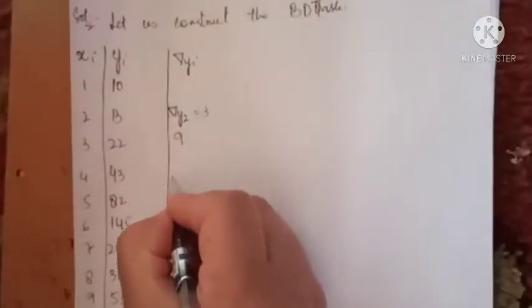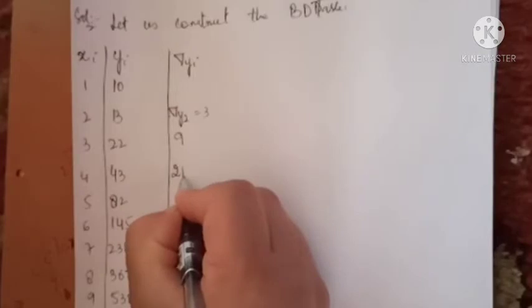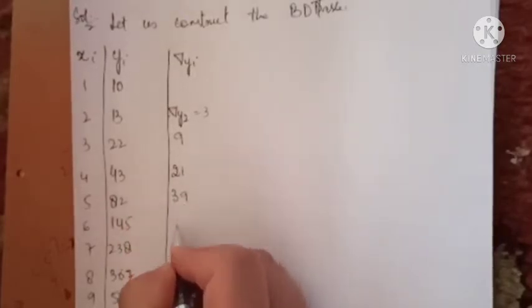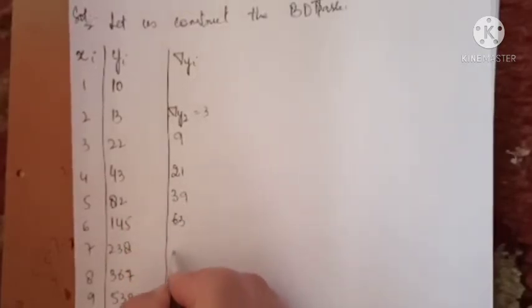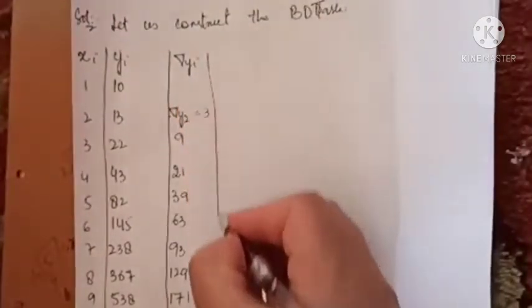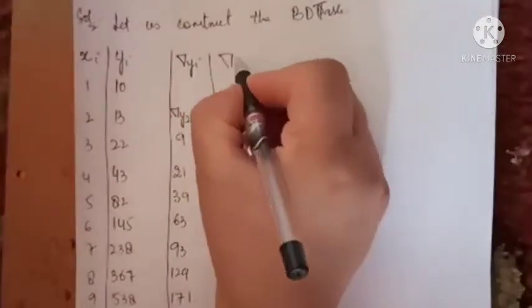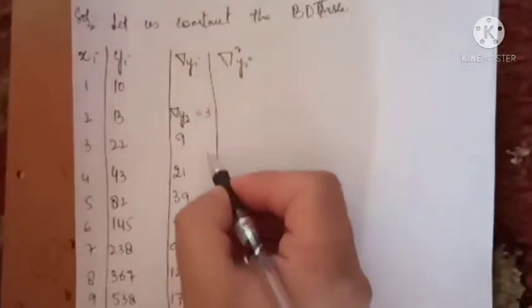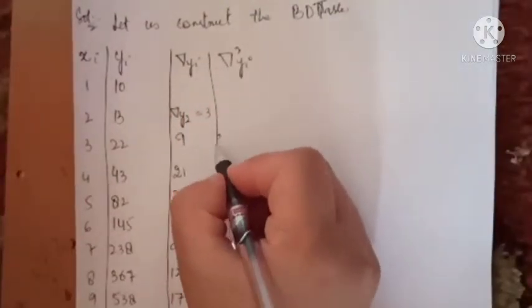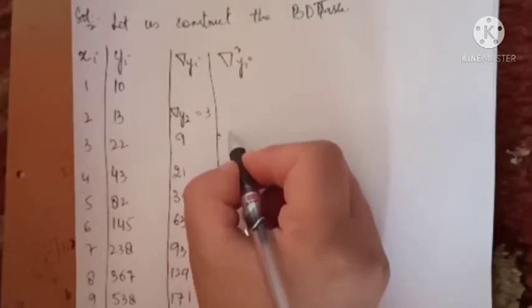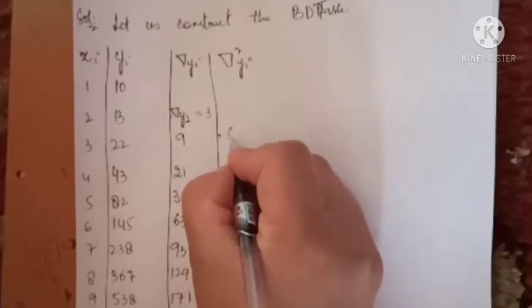सो दिस विल बी 9, 21, 39, 63, 93, 129, 171 and 219. The values we have to calculate in the same way जैसे हमने previous example में किया था. Then over here, so 9 minus 3 is 6.